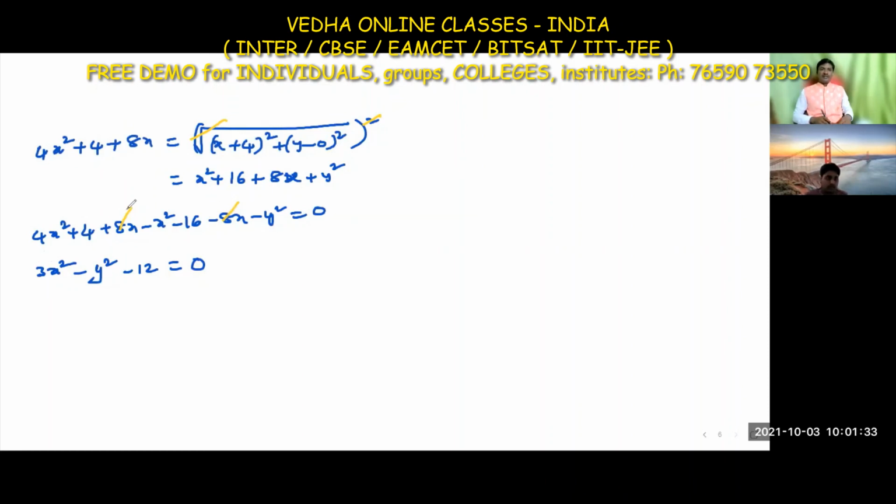So 3x square minus y square minus 12 equal to 0. This is the required locus equation. Or you can write 3x square minus y square is equal to 12. Either that or this. So this is the required locus equation. Understood?